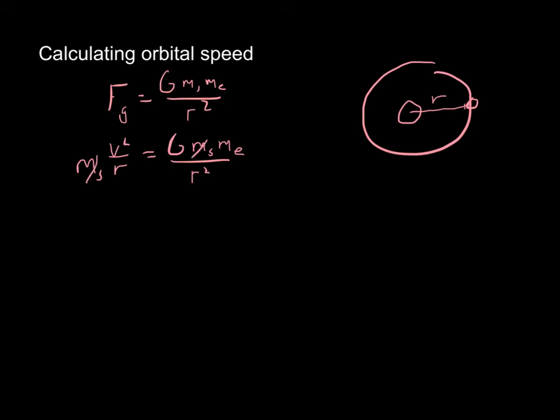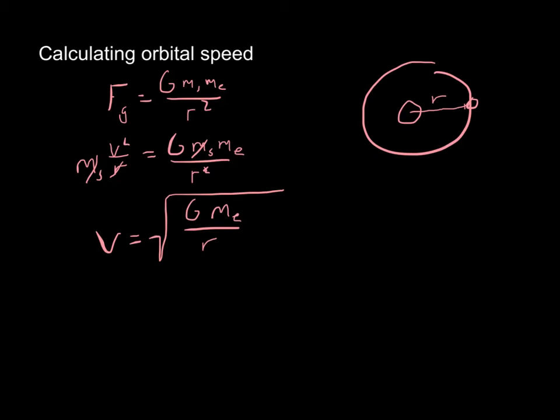Mass of satellites cancel out, and one of my r's cancels out. So my velocity would be the square root of G times the mass of the Earth over r, and that's how you could calculate the speed at which this thing is orbiting.